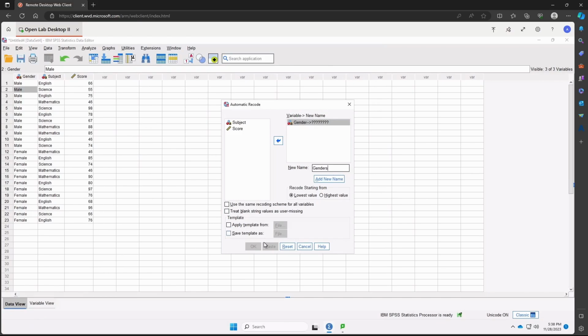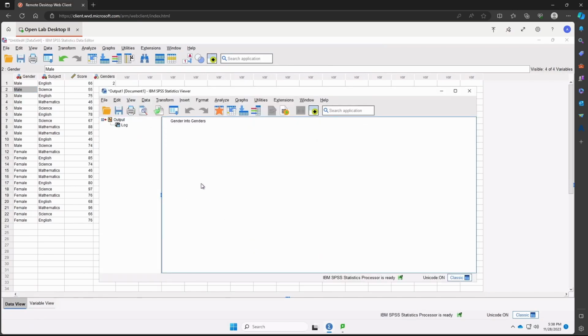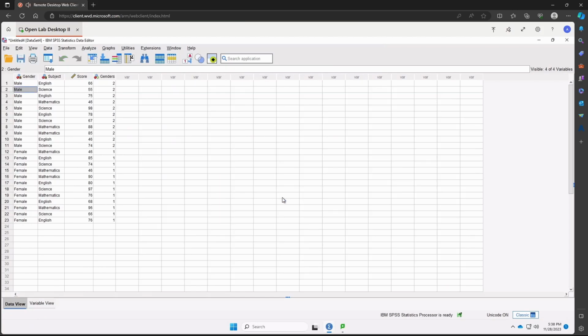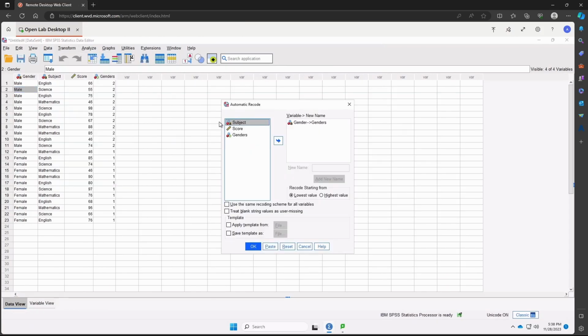gender. Okay. And then we're going to do the same thing for subject. Right. Transform subject, put it back, and pick subject, and rename it. You cannot rename it to the same thing, but you just rename it to something else.